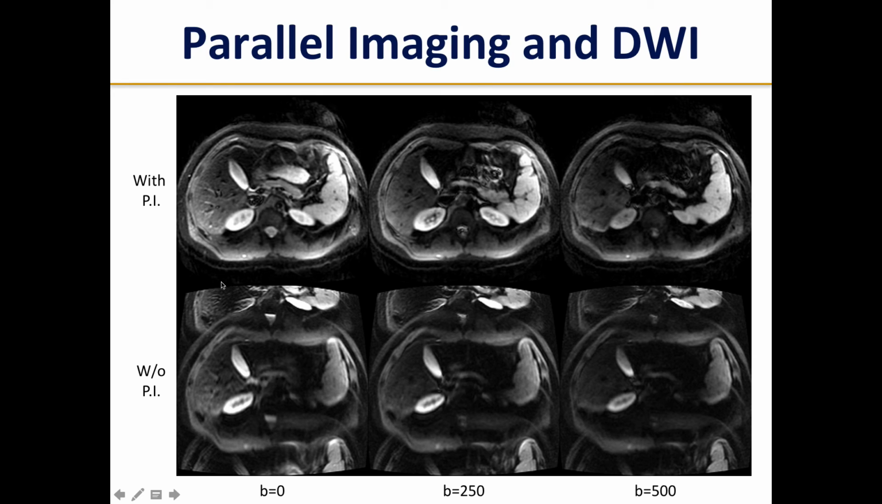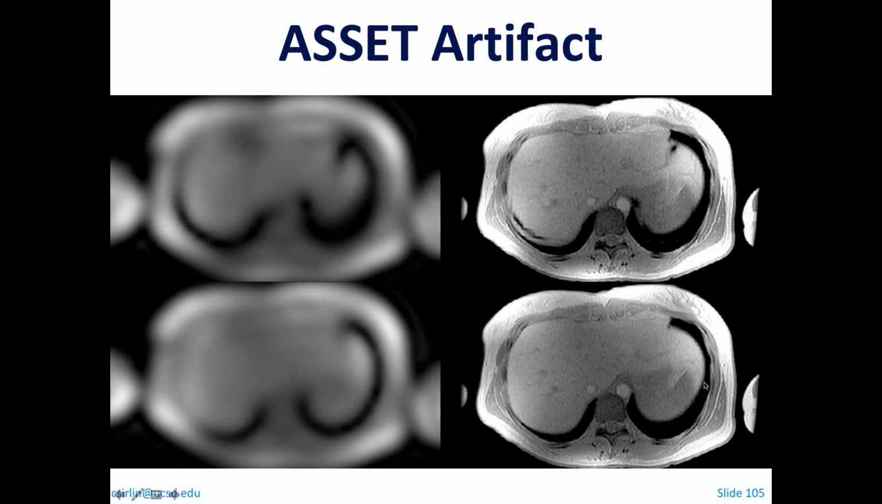But which one has more artifacts? Notice that these images look very clean. These images have terrible artifacts. And again, I don't have time to explain why. We can talk about this some other day. But for now, just be aware that parallel imaging is essential for diffusion-weighted imaging. So whenever you're doing diffusion-weighted imaging, unless it's simply incompatible for some reason, try to add parallel imaging.